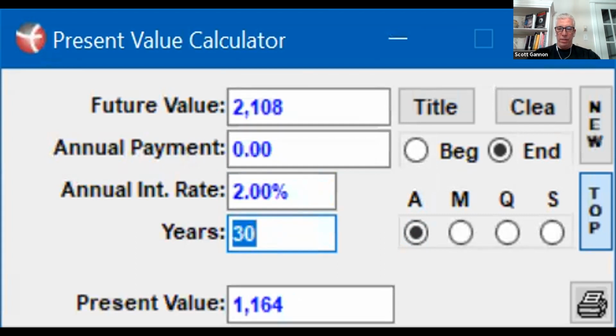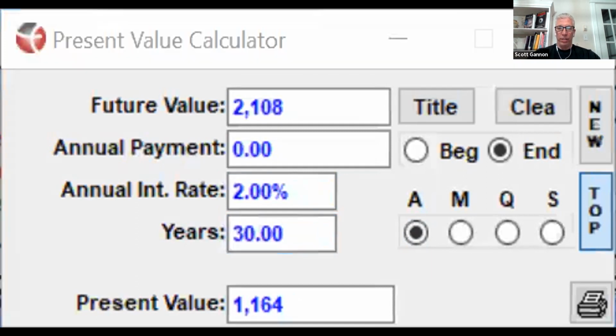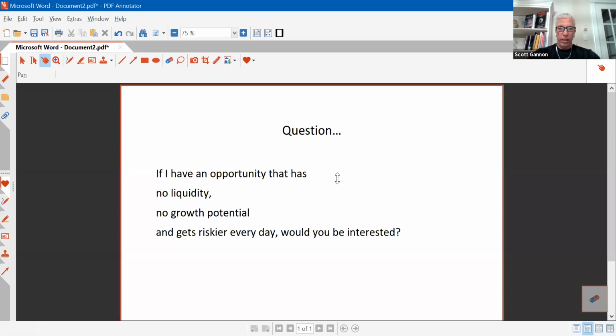Okay, now let's go back to the question. So stop this share and go back to our original question, which is, if you had an opportunity like this, no liquidity, no growth, gets riskier every day, how interested would you be? I suspect that not many people would be.